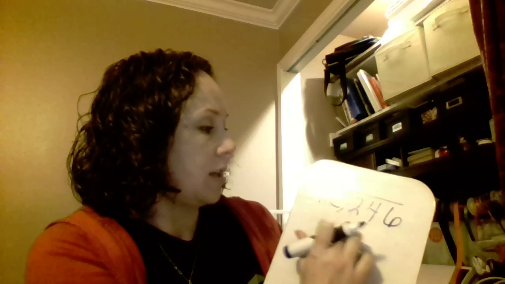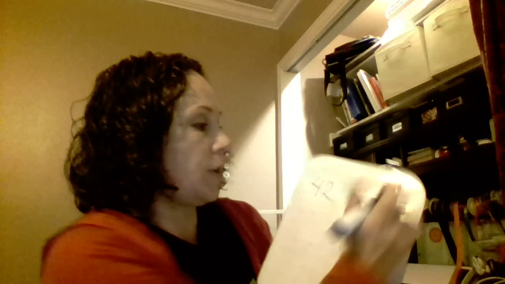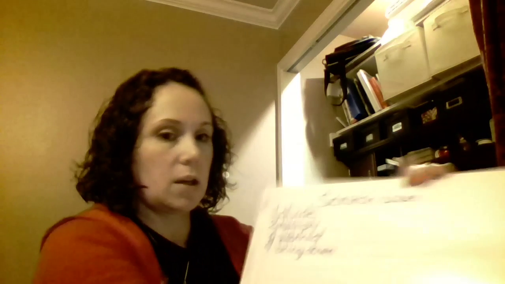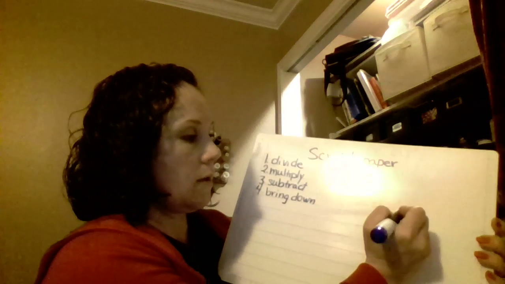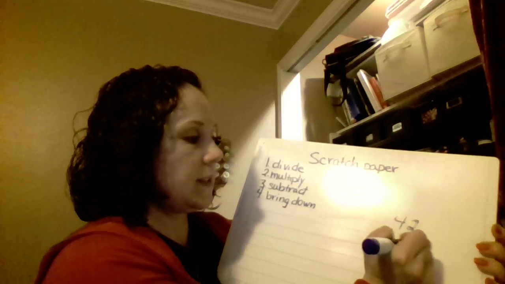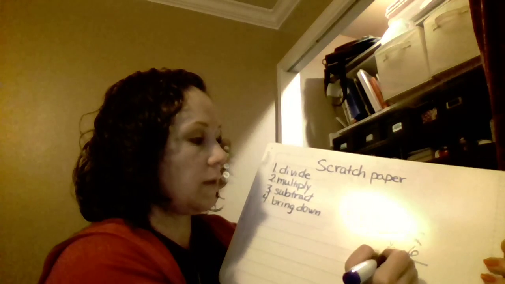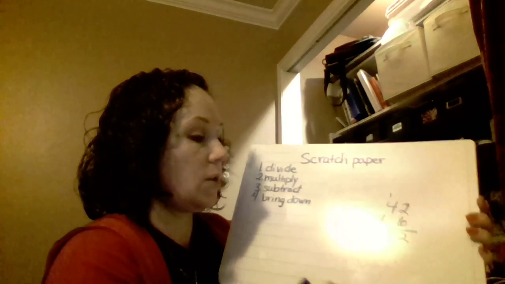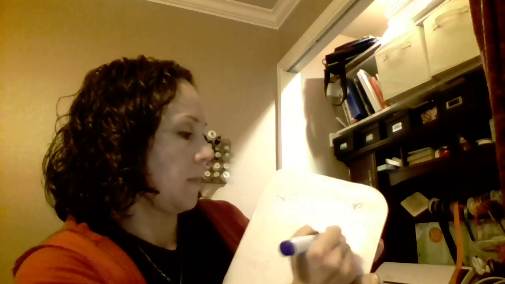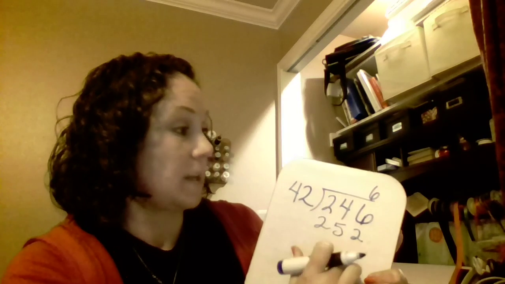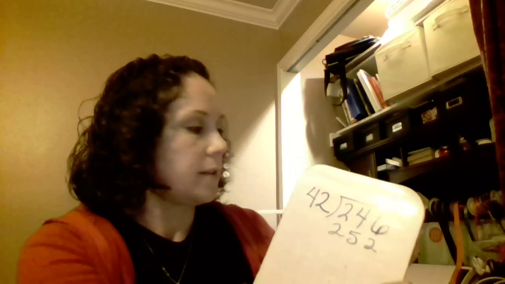Now, this number won't go into 24, so we're going into 246. So let's try it 6 times. This is where our scratch paper comes in handy, because we can put in here 42 times 6, multiply that out. 6 times 4 is 24, plus 1 is 25, so that gives us 252. Uh-oh, I think we have a problem. This number is bigger than this number, which means that this number is too big. So let's try it again.